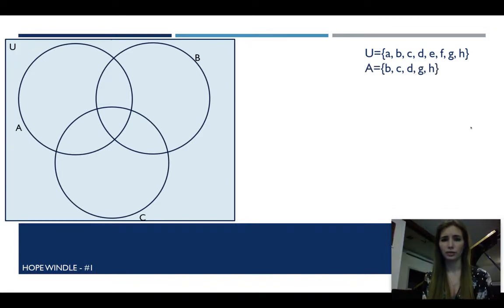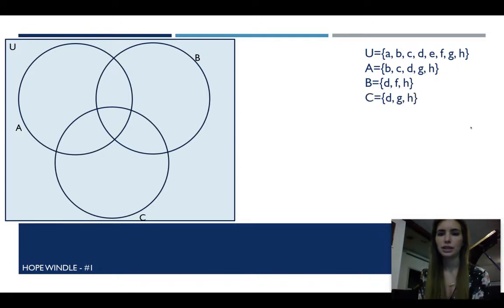And within the universe, the set A is going to contain B, C, D, G, and H. B will contain D, F, and H. C will contain D, G, and H. So our first goal is to figure out unions and intersections of different sets.